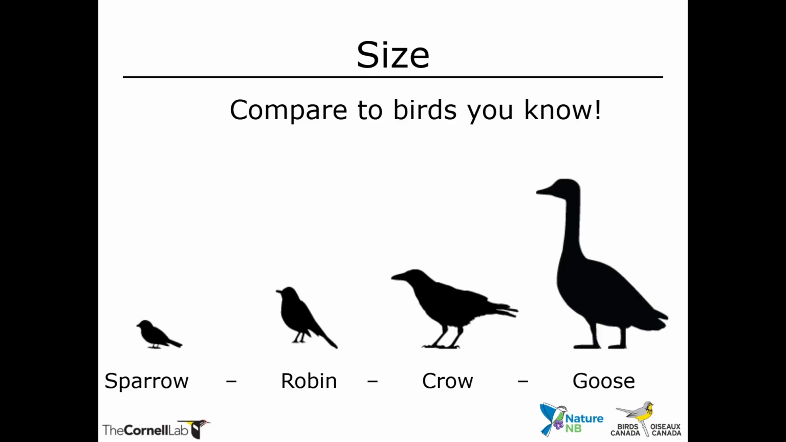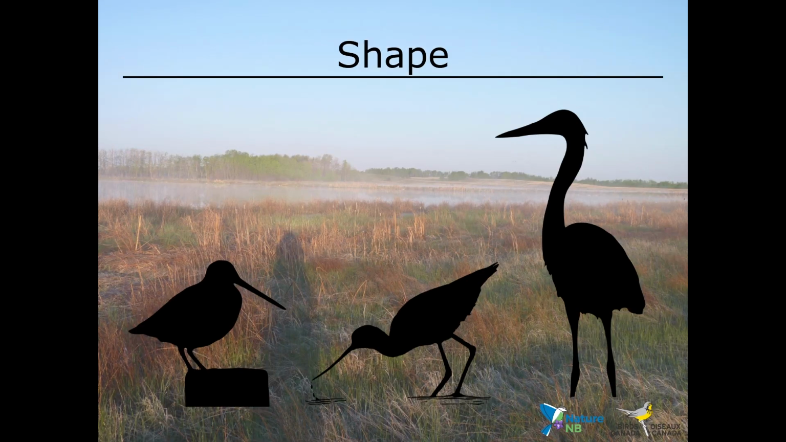And the size of a bird can be helpful for getting a general sense of what type of bird it could be. For example, if it's really tiny, it could be a songbird. If it's quite large, it could be a bird of prey. The second thing to look at is the shape of the bird. And there are a few components that you want to focus on.